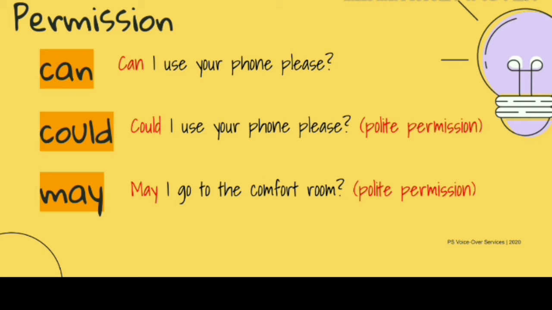Good job. Let's look at ways to ask for and give permission. Can, could, and may are used to ask for permission. Can is the most direct of the three. Could is more formal and tentative, and may is the most formal and polite way of asking for permission. Kindly read the examples. Good job.